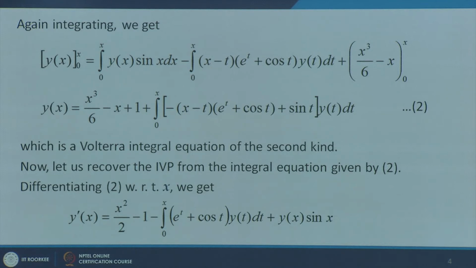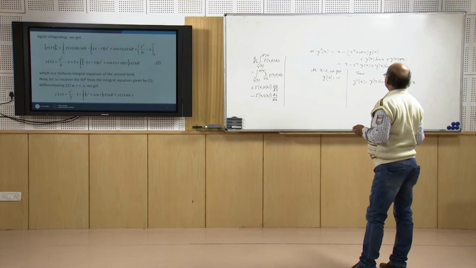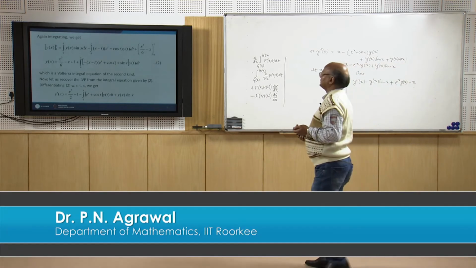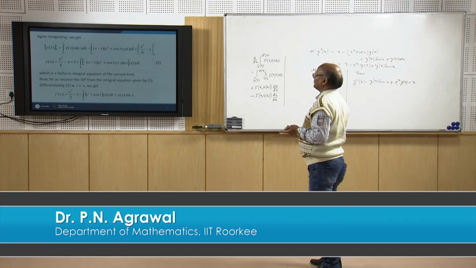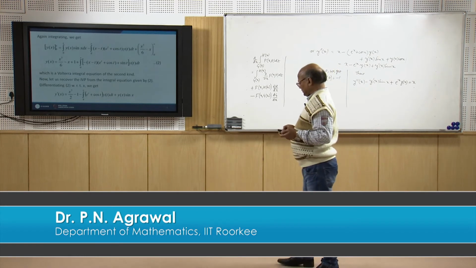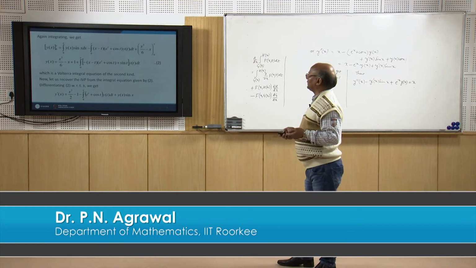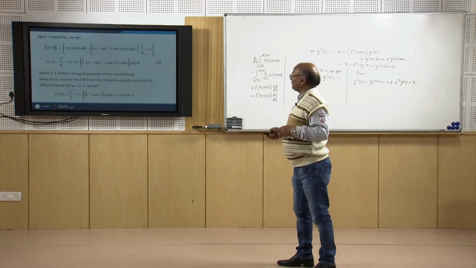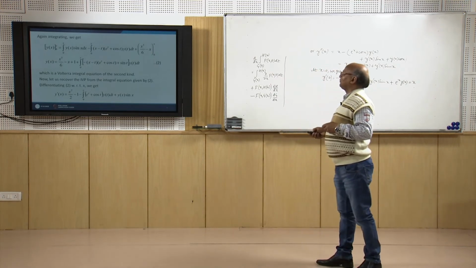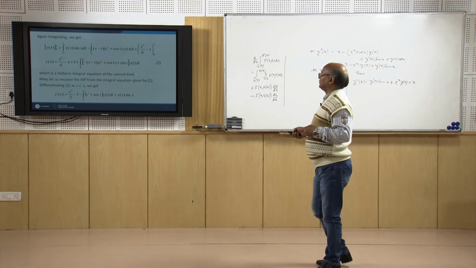And y'(0) equal to 1 we got when we differentiated this Volterra integral equation of the second kind with respect to x. So, we have got the second order differential equation with the two initial conditions, and therefore, we have got back the initial value problem. So, this is how we recover the initial value problem from the integral equation.